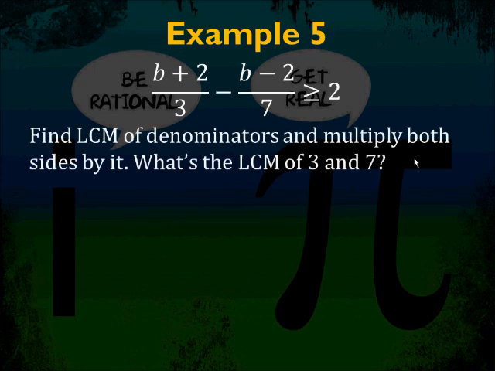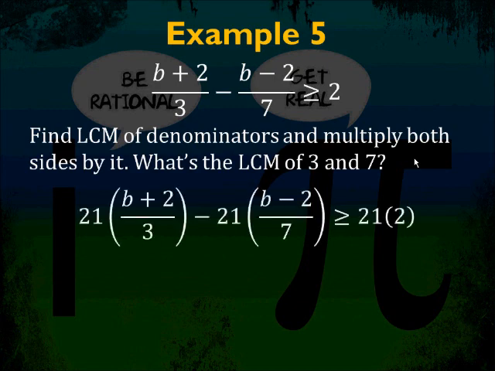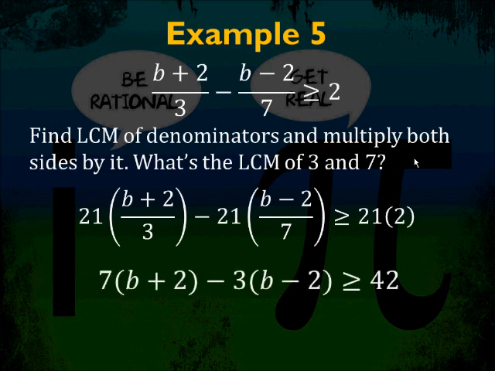So we're looking for the least common multiple of 3 and 7. 3 and 7 both being prime numbers, the least common multiple is just 3 times 7, or 21. So we multiply every term by 21. And you're going to end up with this: 7 times the quantity b plus 2 minus 3 times the quantity b minus 2 is greater than or equal to 42.